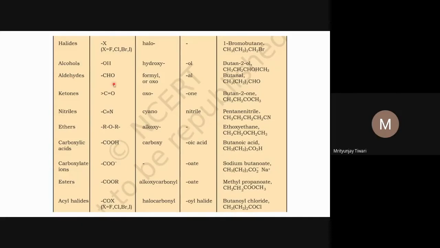Then the aldehydes. Aldehydes have the CHO group as a functional group. And what does this CHO group mean? If you know how to write the structural formula, you can write the structure of this CHO group as well. We show one dash to this carbon, which means there is some group associated with this carbon, and this is the carbon chain where the CHO group is attached.